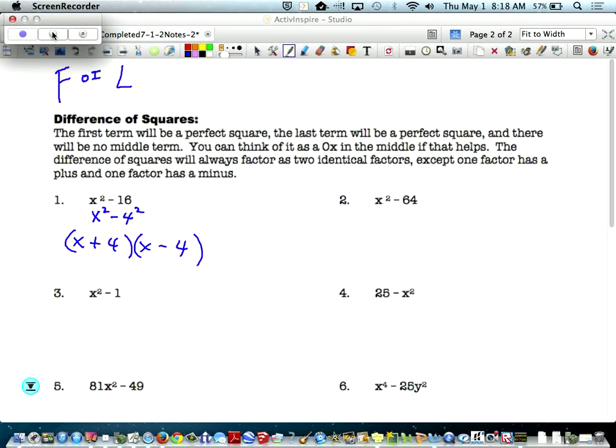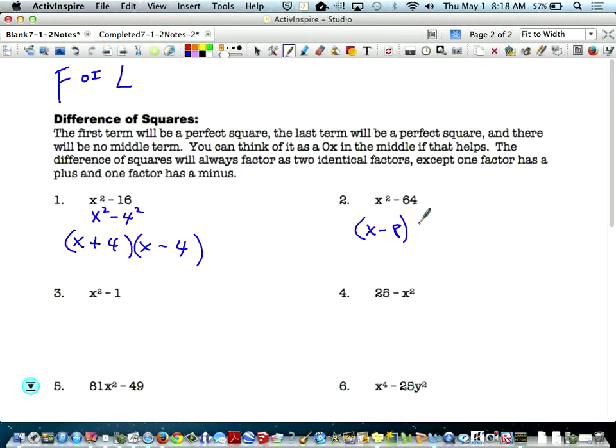What's being squared when you look at 64? 8. X minus 8, x plus 8. What's being squared when you look at 1? 1. X minus 1, x plus 1. You have to put in the parentheses, you can't leave it like that thing up there.